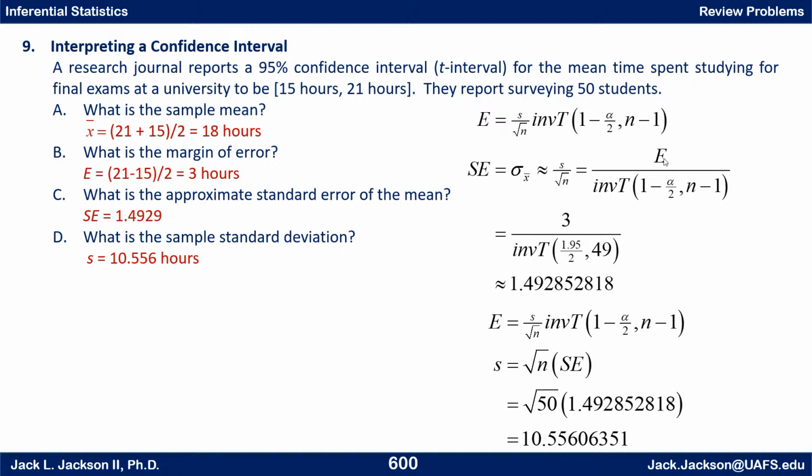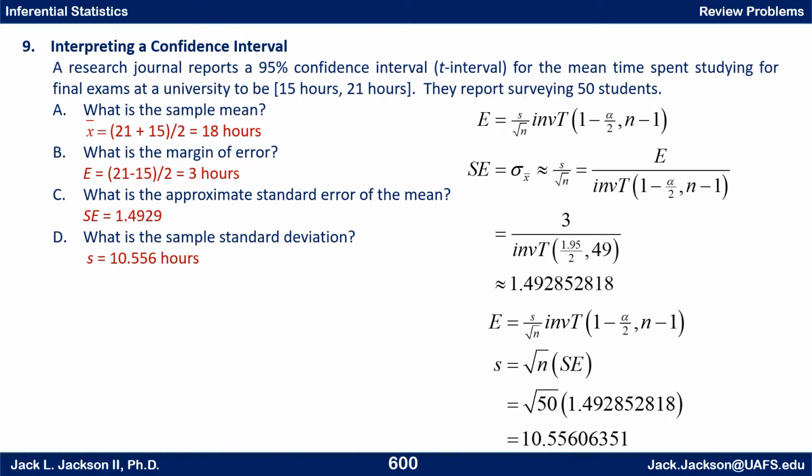So, to find that, we take the margin of error, which we just found was 3, and divide by this inverse t. This inverse t is 1 plus confidence level divided by 2 for the area to the left, and there are n minus 1, which is 50 minus 1, 49, degrees of freedom. So we just type this in on the calculator. We get approximately 1.49. And that's your standard error of the mean, or the standard deviation of the x bars, at least approximately.